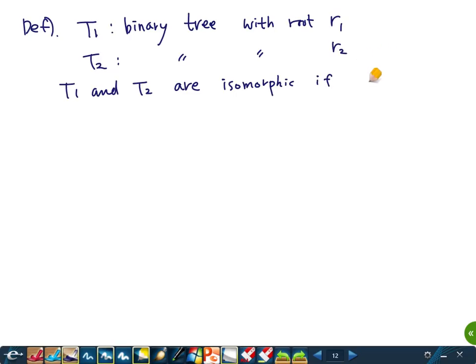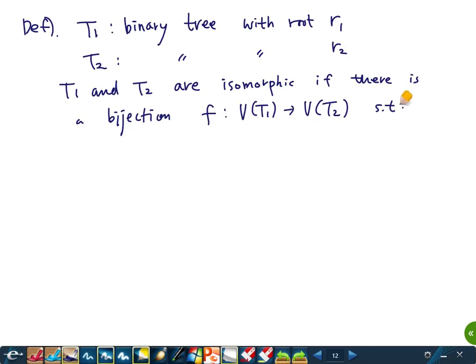if there is a bijection F from the vertex set of T1 to the vertex set of T2 such that first, R1 maps to R2. And second, but what is a binary tree? Binary tree means every vertex has either a left child or a right child or both or nothing. So we have at most 2 children, but for each child there is some kind of direction. Is it a right child or left child, etc.